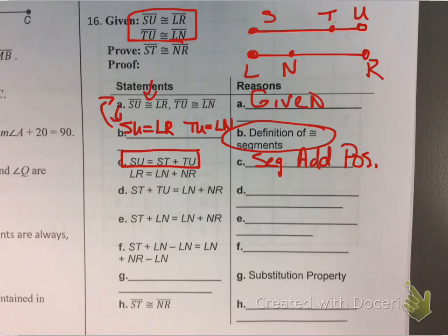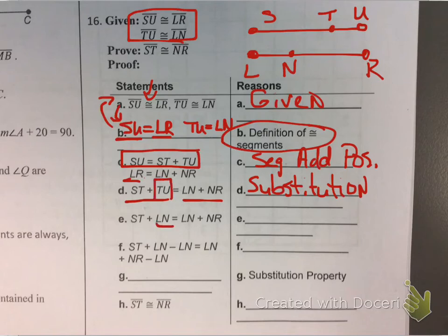Okay, now notice here I put ST and TU in place of the SU, and then I'm putting the LN-NR in place of the LR, like what I did there. And so that would be substitution. When you put something in place, it is substitution. All right, and then I put LN in place of the TU, because again, LN is equal to TU, so again, that's substitution.